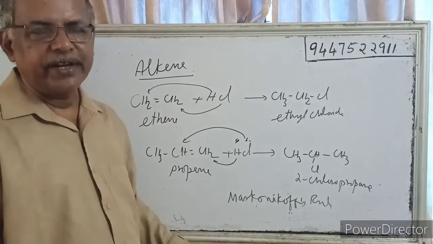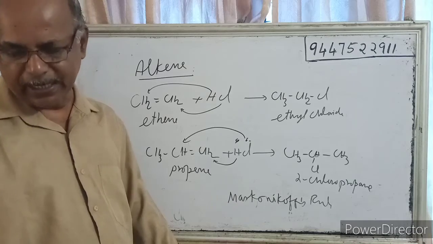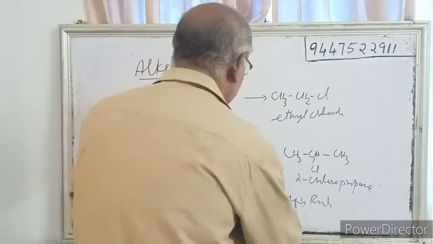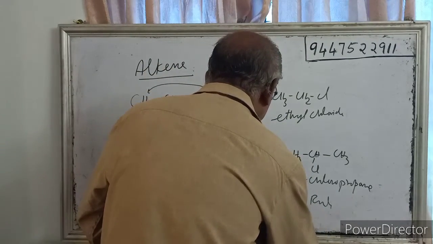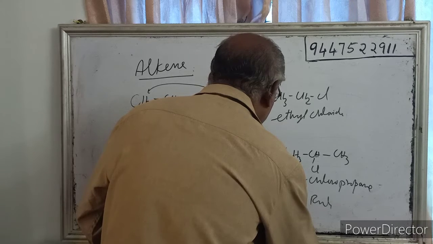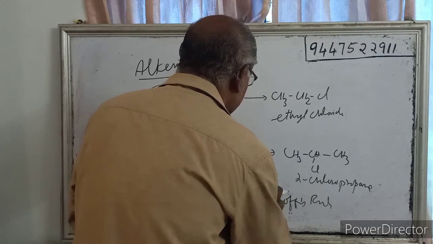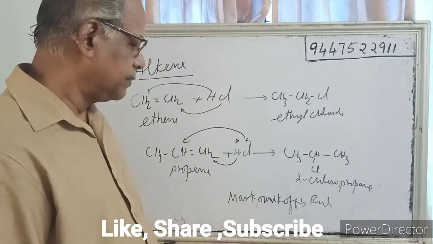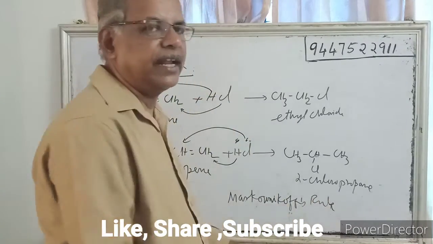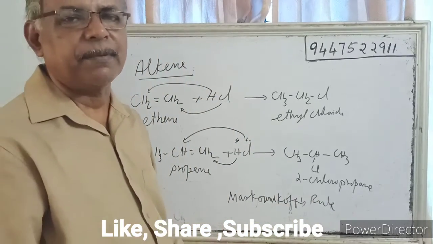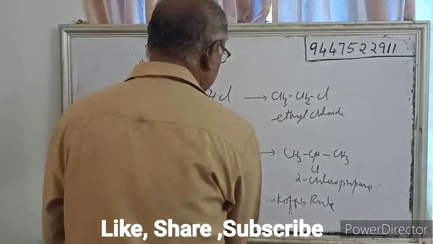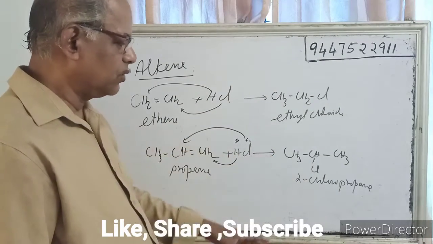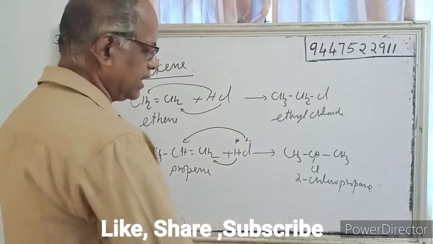Markovnikov's rule: when addition reaction takes place to an unsaturated unsymmetrical molecule, the negative part of the addendum will go to the carbon atom containing the lesser number of hydrogen atoms. That is Markovnikov's rule. So here propene undergoes addition reaction with HCl to give 2-chloropropane. You will get only a secondary alkyl halide.